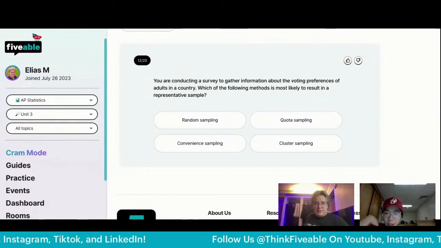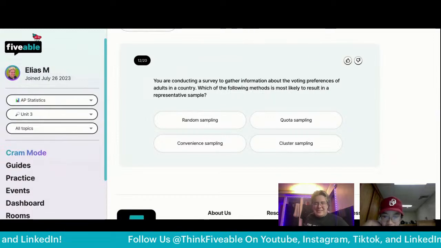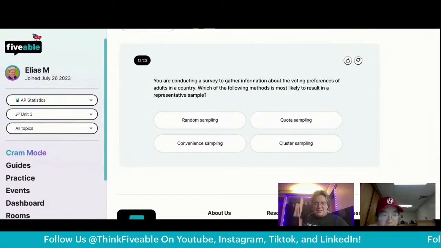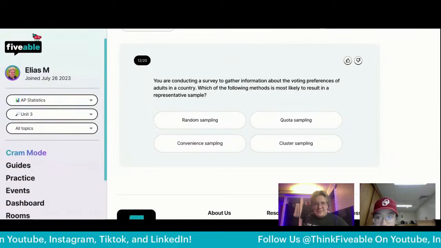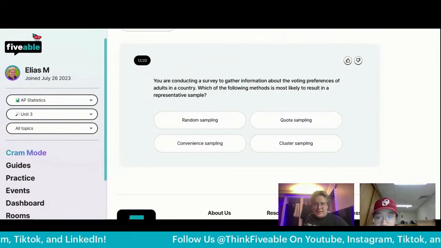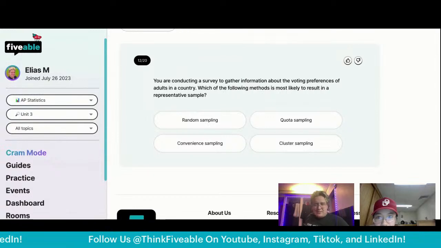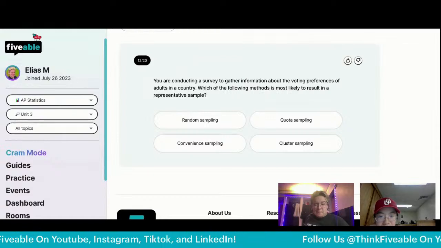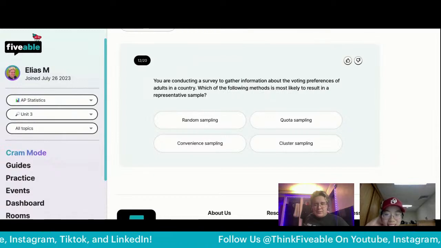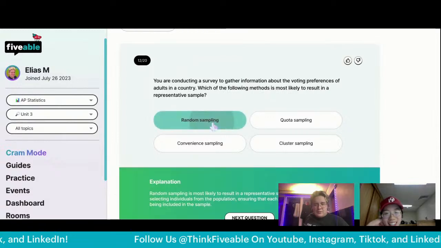I've never really heard of quota sampling on the test either. Wait, what? I would say it's not cluster, right? I'm stuck between cluster and random in this case. I mean, you might as well go with random, because random seems pretty good. All right.